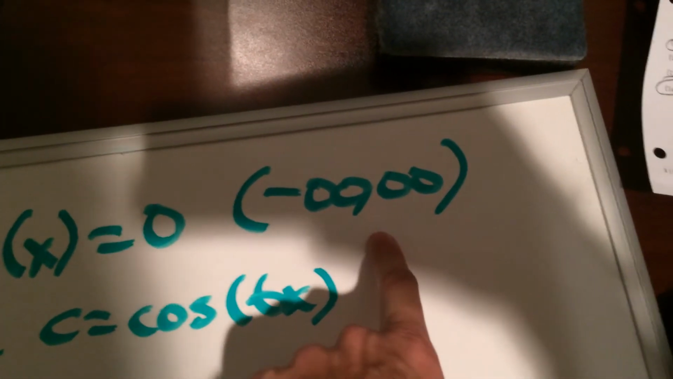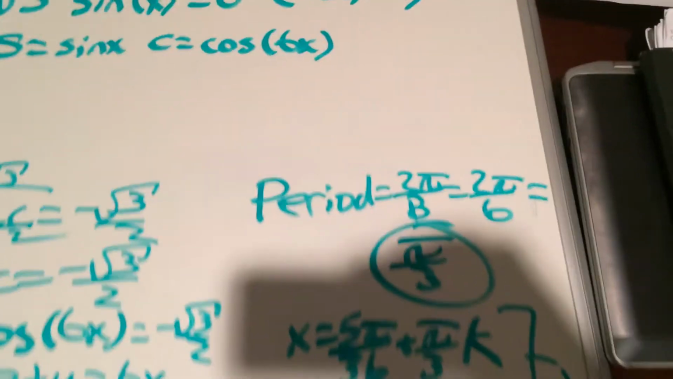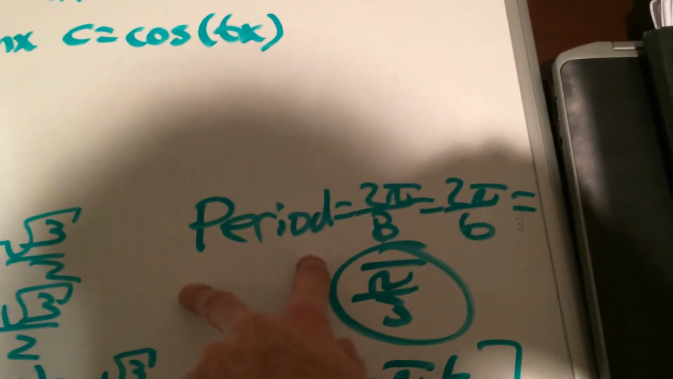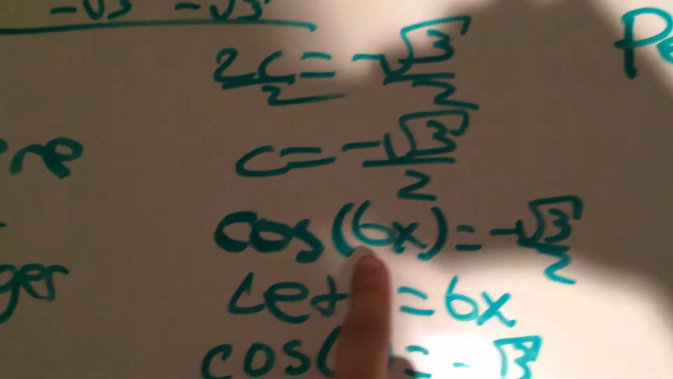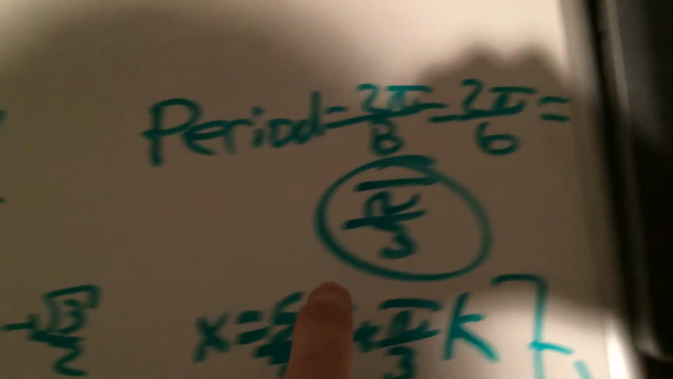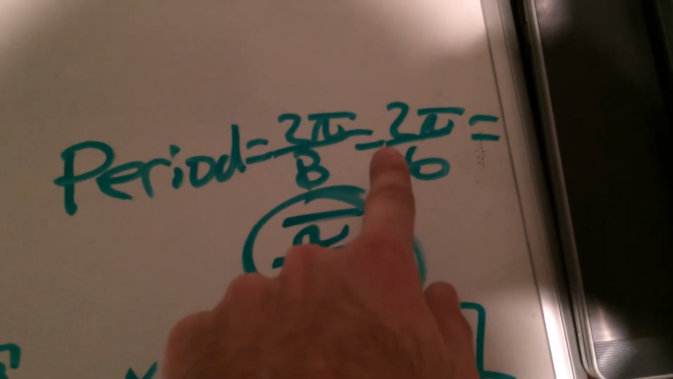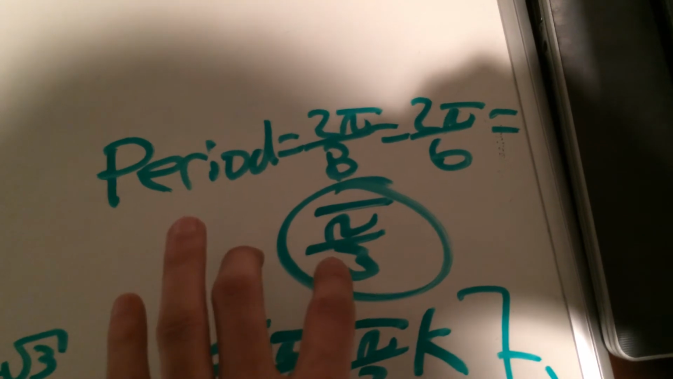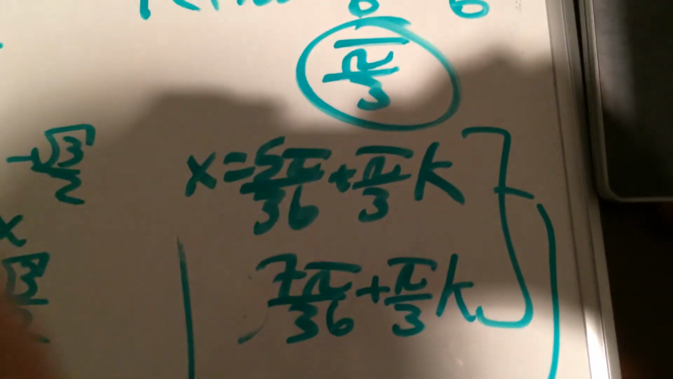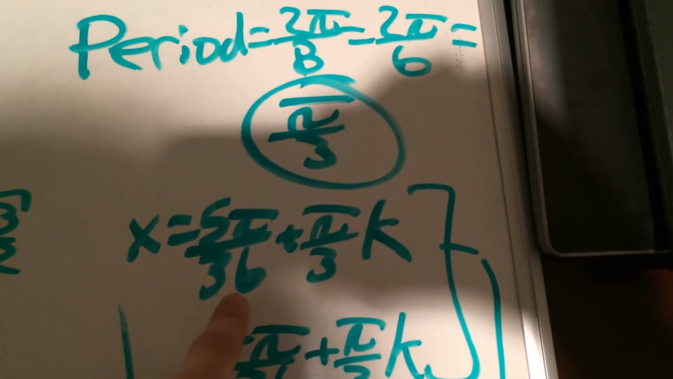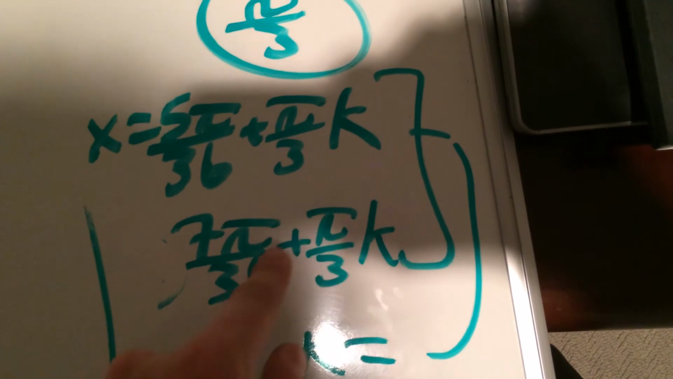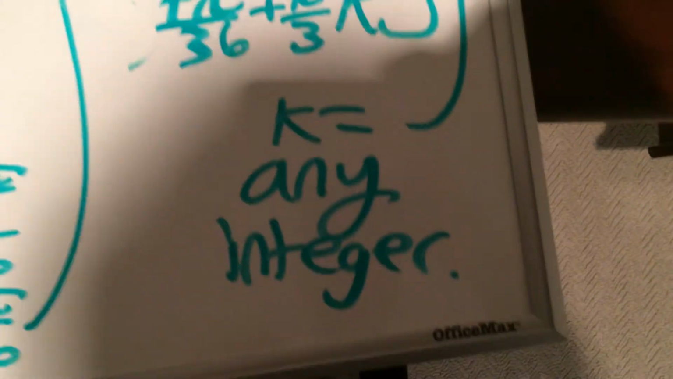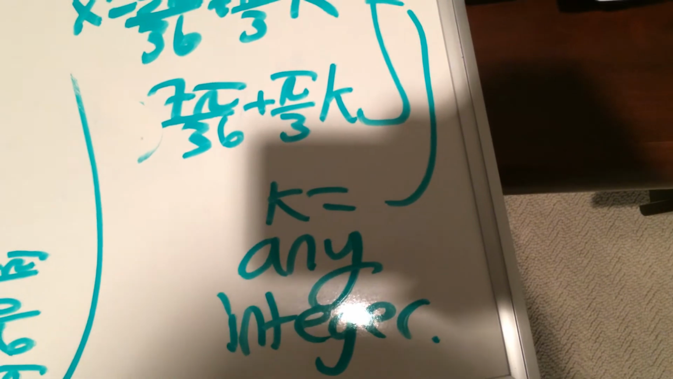But, again, our equation goes from negative infinity to infinity, so I need to add the period in k. So what's the period? Well, we have our equation, period equals 2 pi over b, which is equal in our case to 2 pi divided by 6, because as we can see, b is 6. Let's do a little bit of reduction. So the period is pi over 3. So we can now write our equation: x equals 5 pi over 36 plus pi over 3 k, and 7 pi over 36 plus pi over 3 k. Of course, we can't forget to write that k equals any integer.